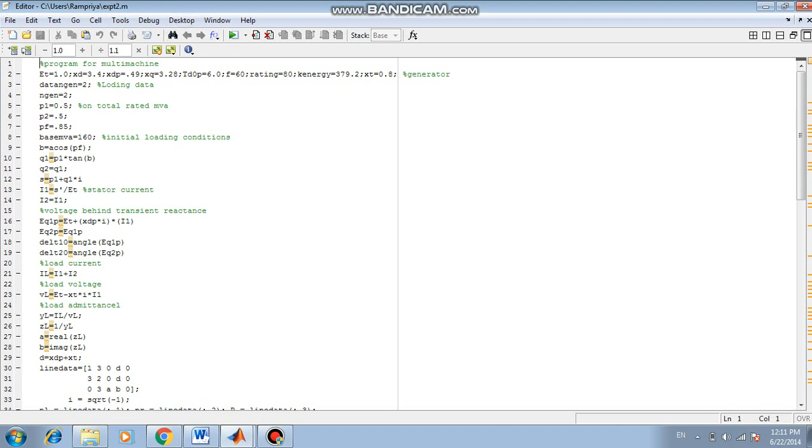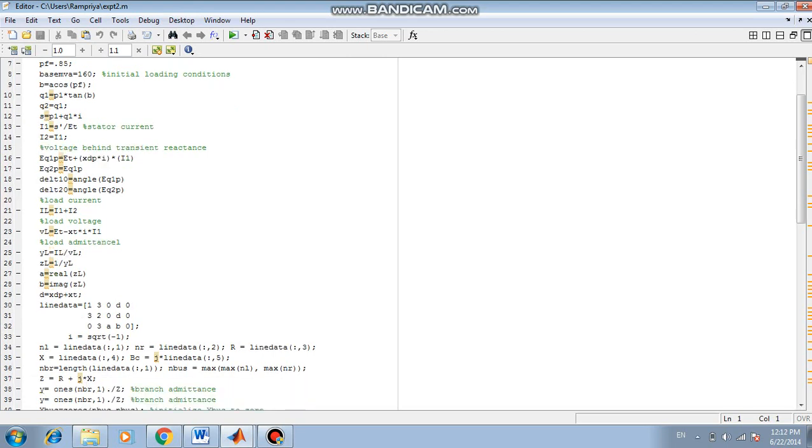First we have calculated S, which is nothing but P plus jQ, then I1 is S dash divided by ET, then I2 is nothing but I1, that is line number 14. Then line number 15, see, voltage behind transient reactance, the formula I have used. Then I have found the del value, then IL, then BL. What are the formulas that I have taught you in the manual calculation? I have given all the formulas in the program.